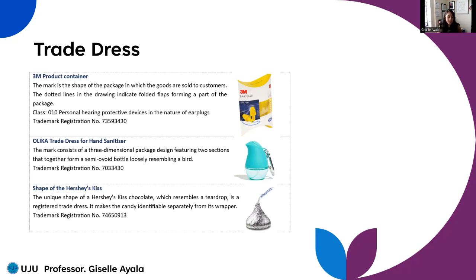For hand sanitizer, this Olika design, and in this case, the USPTO actually first denied the protection of this trade dress, but the claimant explained that usually hand sanitizer is presented in an ordinary rectangular bottle. Therefore, this presentation of the product was actually quite unique. And of course, the classic Hershey's Kiss is another form of trade dress.